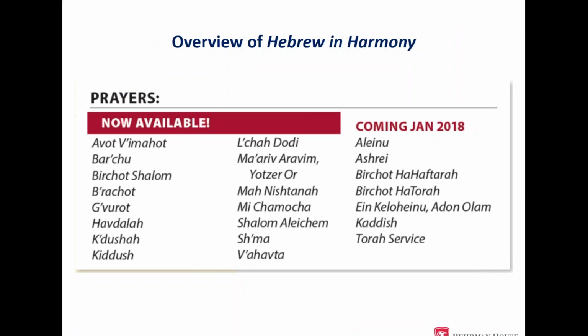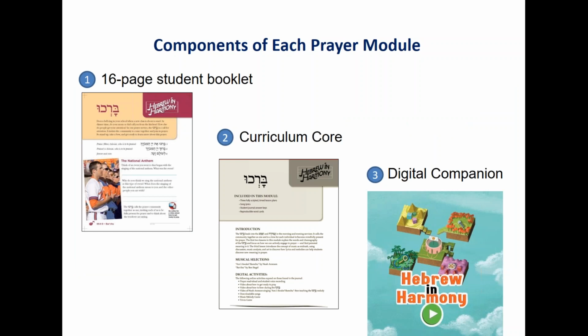Hebrew and Harmony consists of 22 individual prayers, from home observance and simple opening prayers through the Torah service. There are 3 essential components to each prayer. There is a 16-page student booklet. There are 3 fully scripted lessons for teachers and techniques for teaching them in a binder called the Curriculum Core. And there's a digital companion, which is what we're going to focus on today.